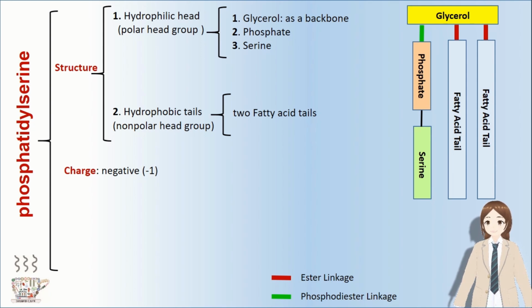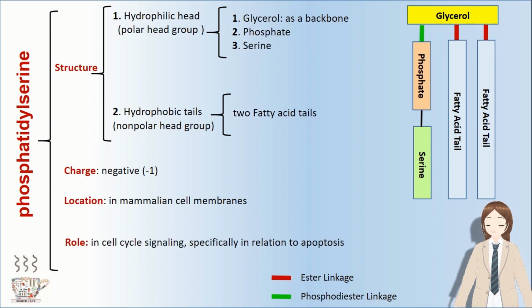Phosphatidylserine carries a net negative charge. It's located in mammalian cell membranes and it plays a role in cell cycle signaling, specifically in relation to apoptosis.